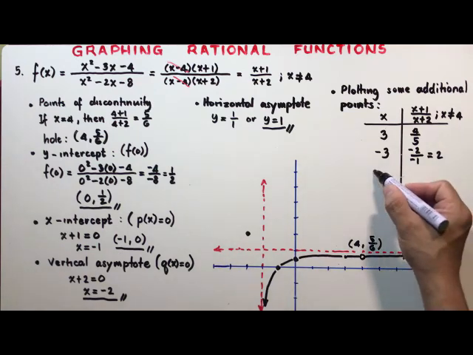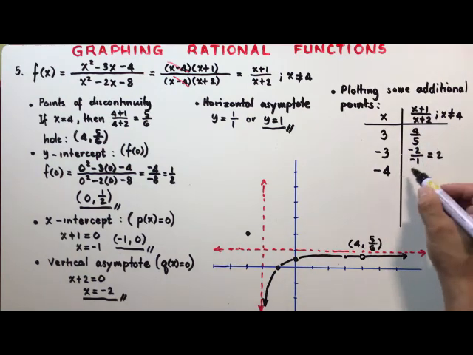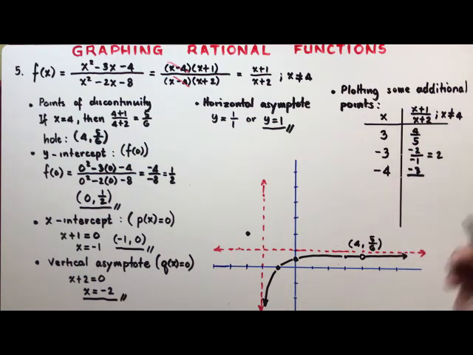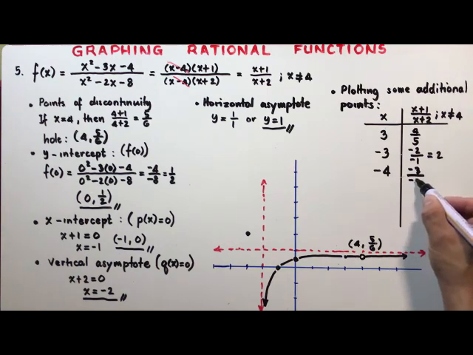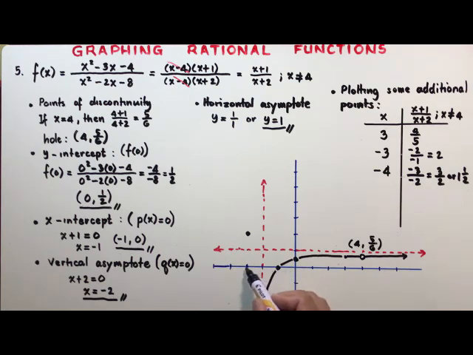And let's try one more. Example, negative 4. So negative 4 plus 1, that is negative 3, over negative 4 plus 2, that is negative 2. And negative divided by negative, it's positive 3/2 here. And 3/2 is 1 and 1/2, or 1.5. So where is that? 1, negative 1, negative 2, negative 3, negative 4. But the y is 1 and 1/2. So it's here.